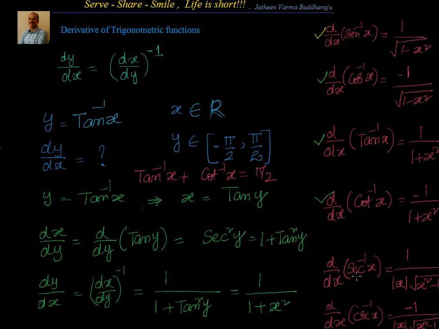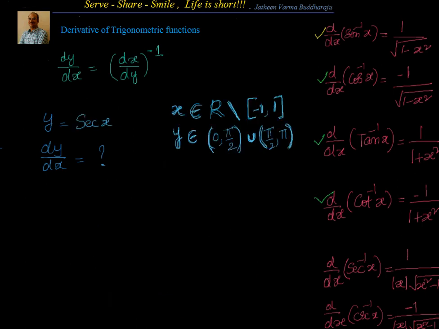Now let's look into what is the derivative of secant inverse x. Let us see how to find it. We know y equals secant inverse x. So let's try to find how I can write it in terms of x. Can I say x equals secant of y? Then can I say dx by dy equals secant y into tan y?